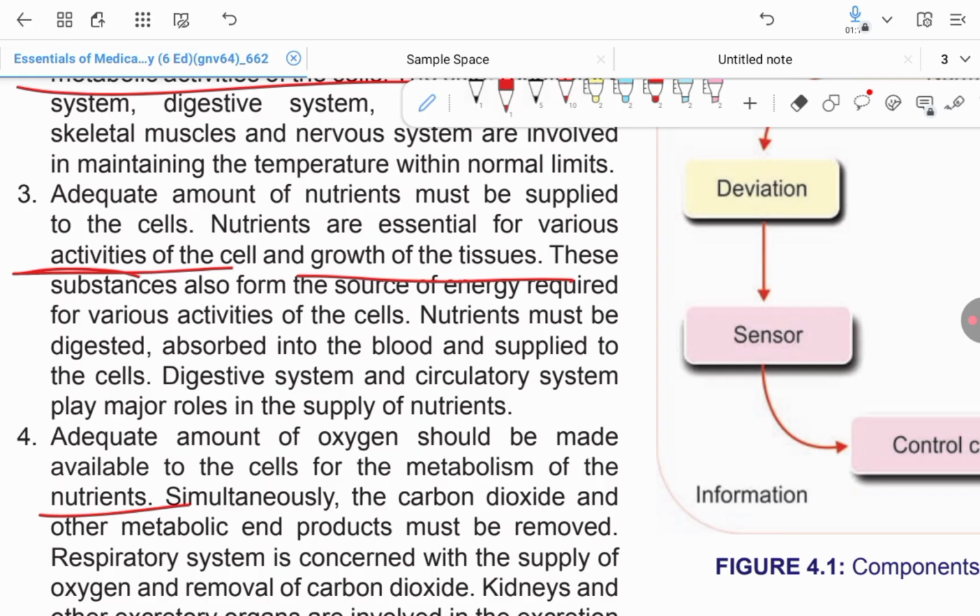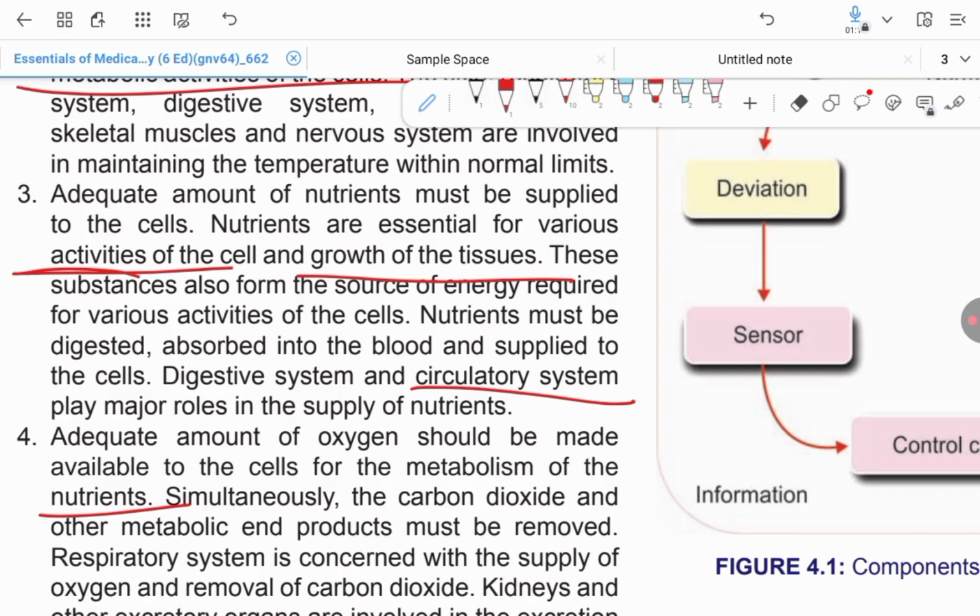So the digestive system and circulatory system play a major role in the supply of nutrients. The digestive system basically digests food and absorbs nutrients, and through the circulatory system there is assimilation and transportation of the nutrients to every part of the body.